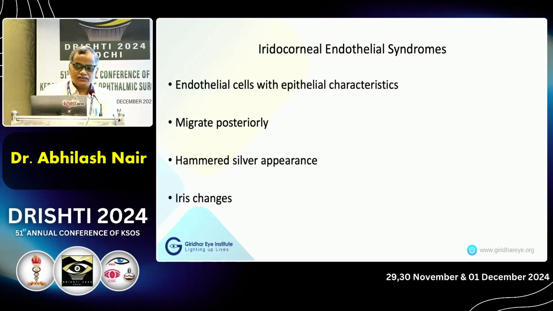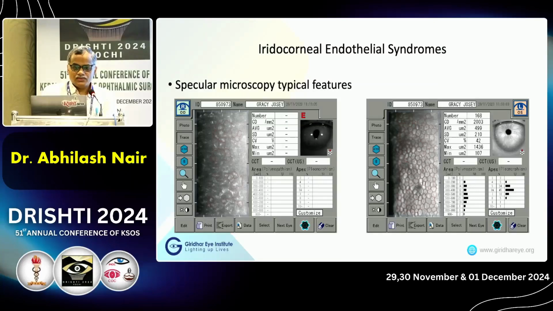Now the characteristic appearance is of a hammered silver appearance of the endothelium, and this is very pathognomonic and has to be looked for. So this is a specular microscopy feature. You can see the left eye is normal, a typical hexagonal monolayer of endothelial cells, while in the other eye you can see the cells are indistinct, they have lost their shape, and you can't really count the cells.